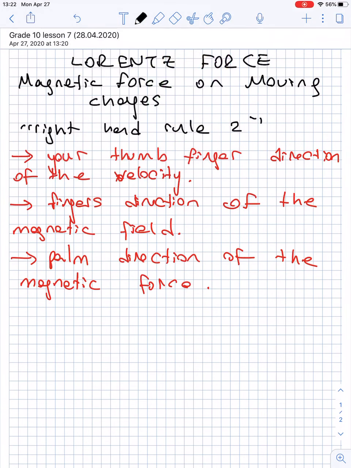If I show my right hand, look, this is my thumb, the others are my forefingers. My thumb always shows the direction of the velocity, my fingertips show the direction of the magnetic field, and my palm shows the direction of the magnetic force.